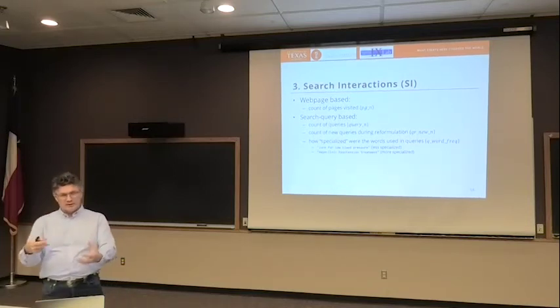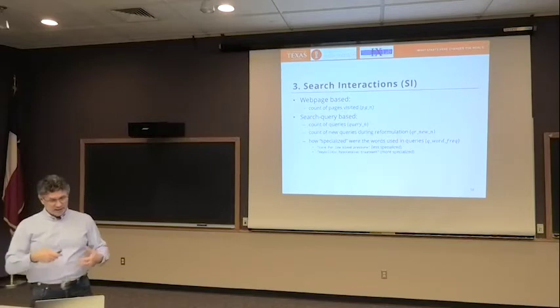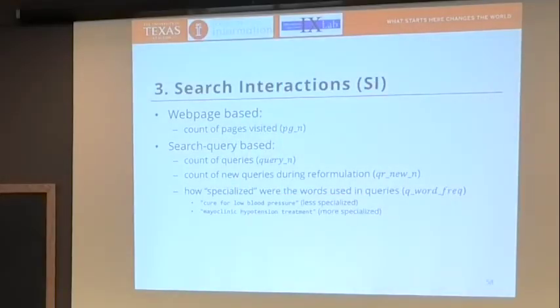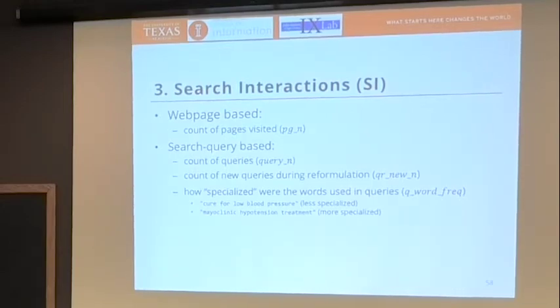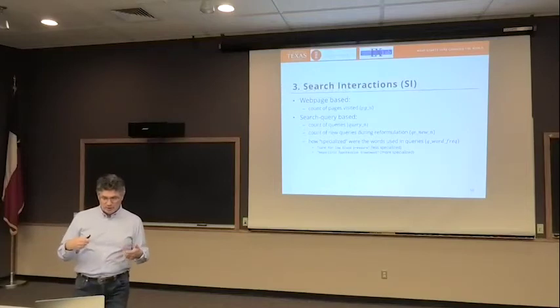The search interactions include relatively simple things, which is data that is server side, or could be. This is the data that is available to search engine companies easily. So web pages that were visited, how many of different types possibly of web pages, queries, how many words, and then we also looked at reformulations of queries. And additionally, we processed the query words to measure how specialized the words were.